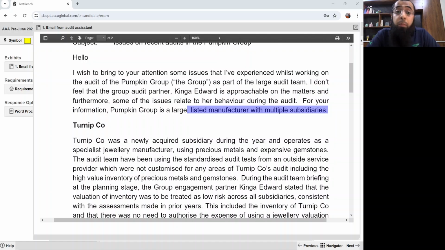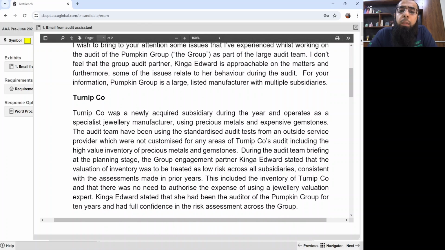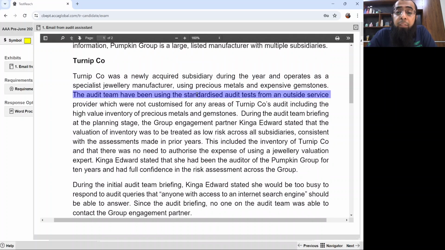And if the audit partner himself is not approachable, that's not creating a good impact. Let's read further. Turnip Company was a newly acquired subsidiary during the year and operates as a specialist jewelry manufacturer using precious metals and expensive gemstones. The audit team have been using the standardized audit test from an outside service provider, which are not customized for any area of Turnip Company audit, including the high value inventory of precious material and gemstones.